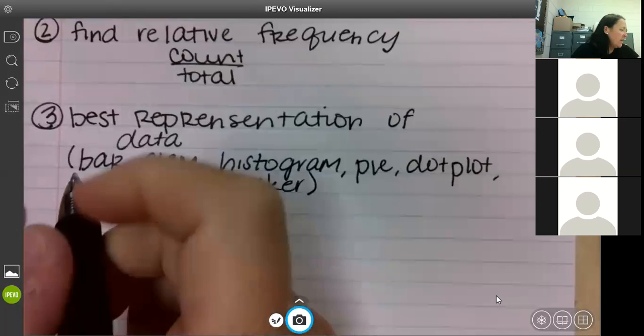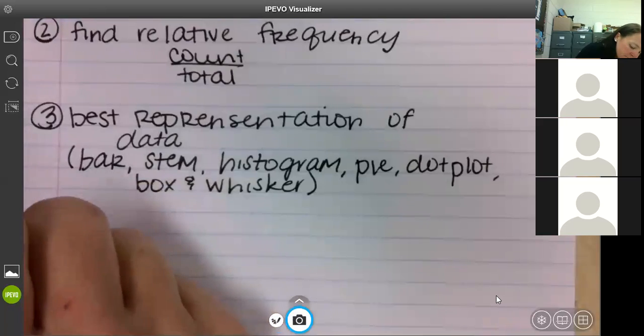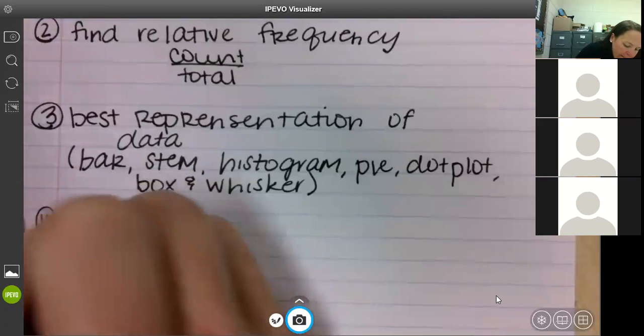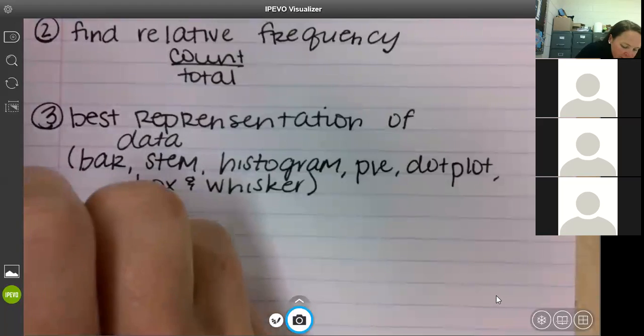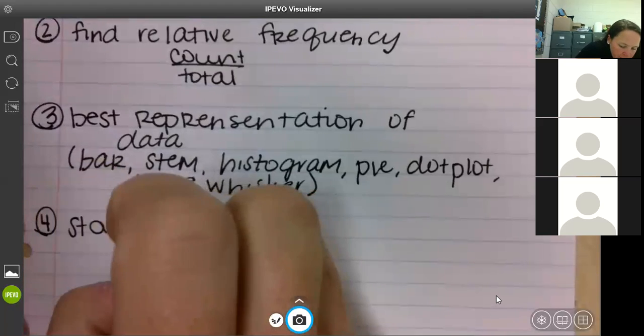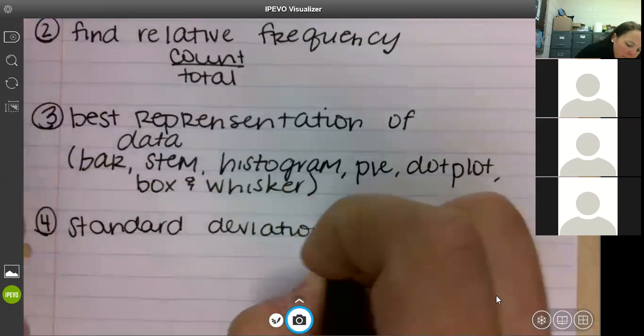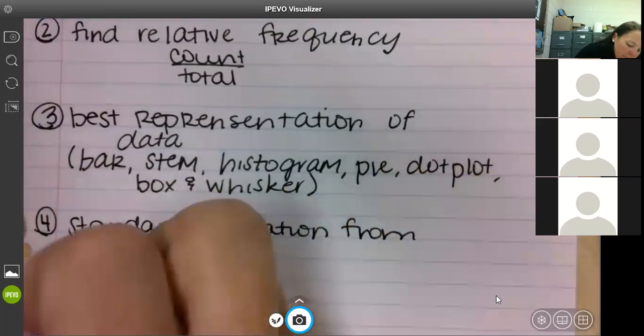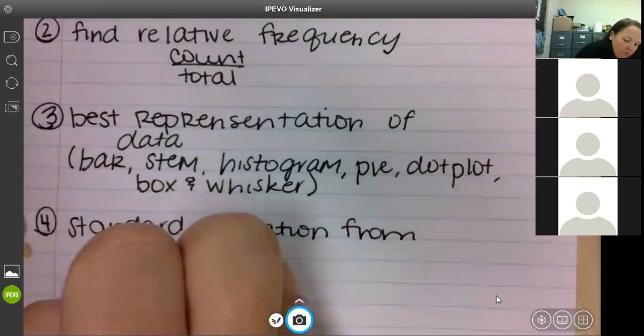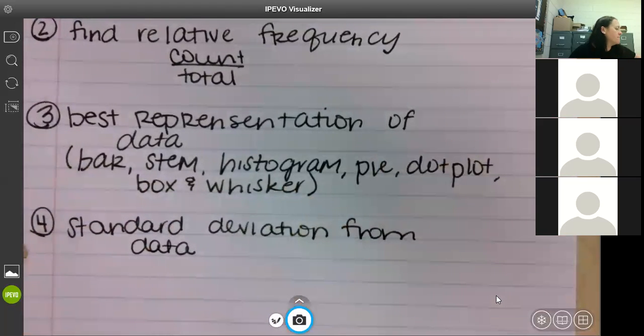So the fourth thing is finding the standard deviation from a data set. And you don't have to do that by hand. You can do it on your calculator. So how do you do it on your calculator?